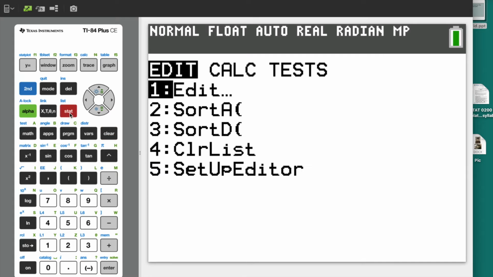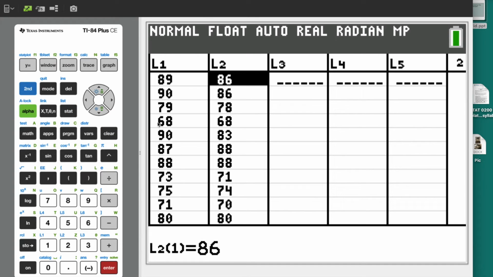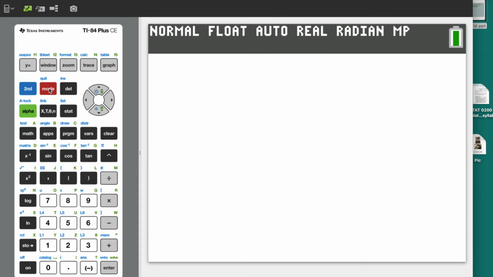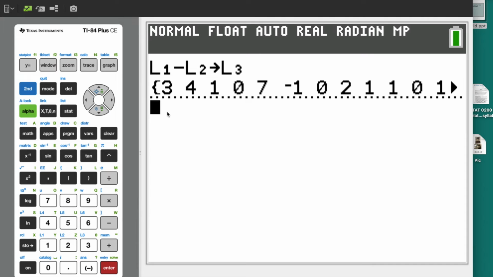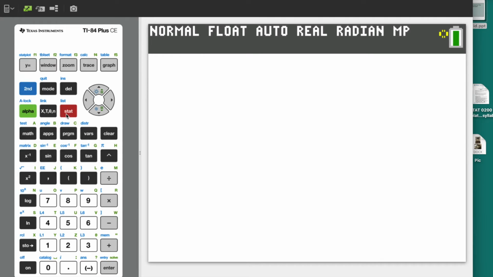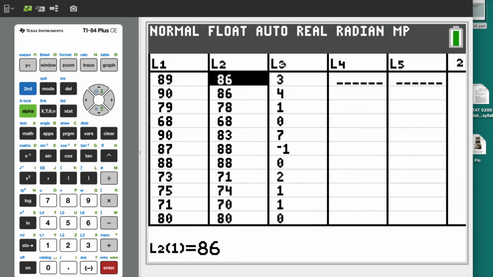Okay, so I have my lists plugged in already. So we have L1 and L2. Okay, I'm going to quit out of here. And now we still need to use the difference, just like we did for the critical value method. We need to find the difference of the two lists. So I'm going to do L1 minus L2 store into L3. And when I hit enter, that gives you my list on the bottom. And if I go back to my lists, now L3 is the difference. It did all the subtraction for me. I'm going to quit out of it again.